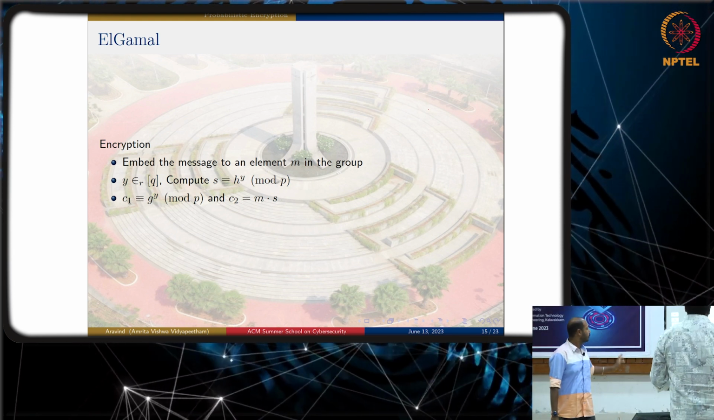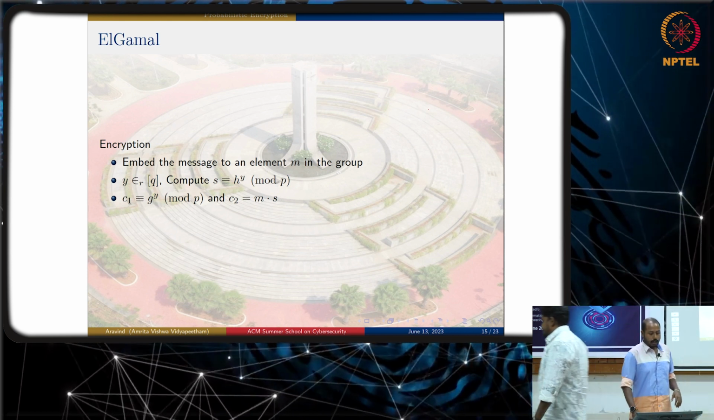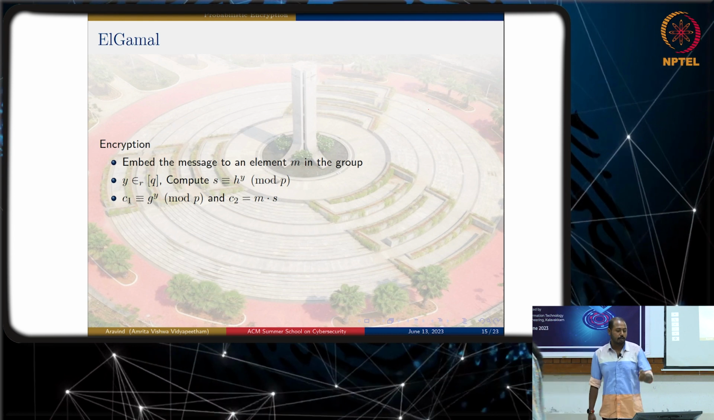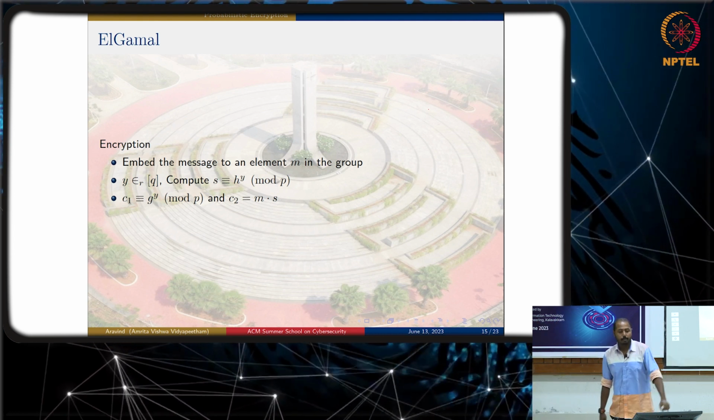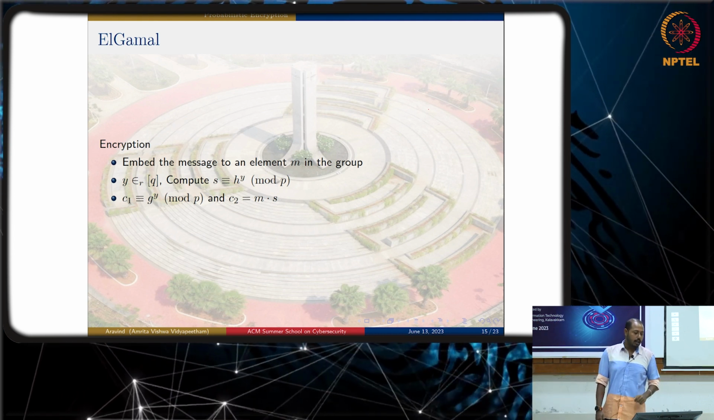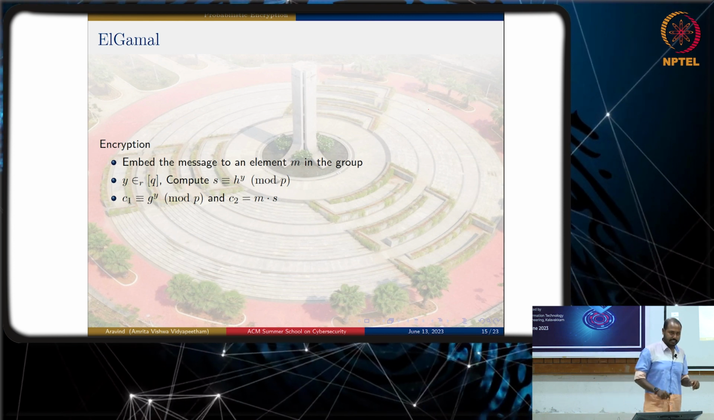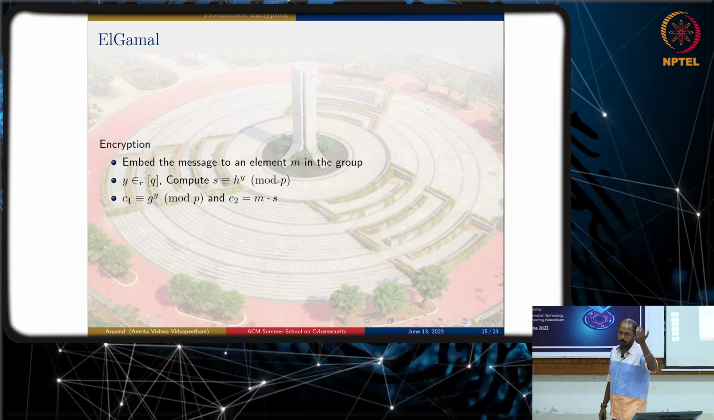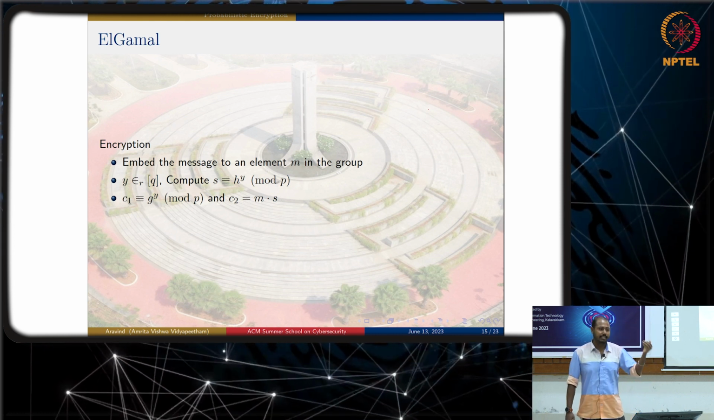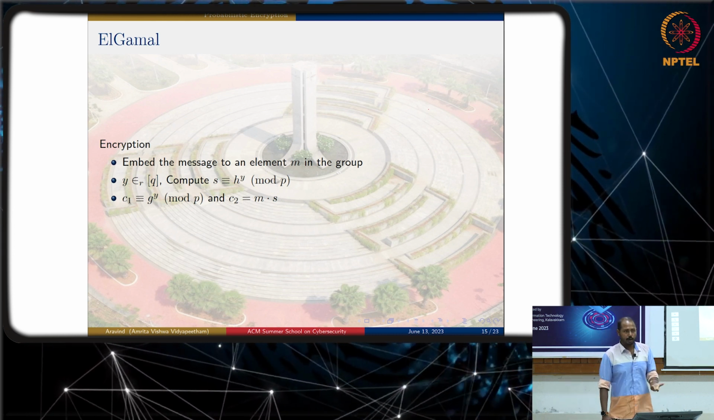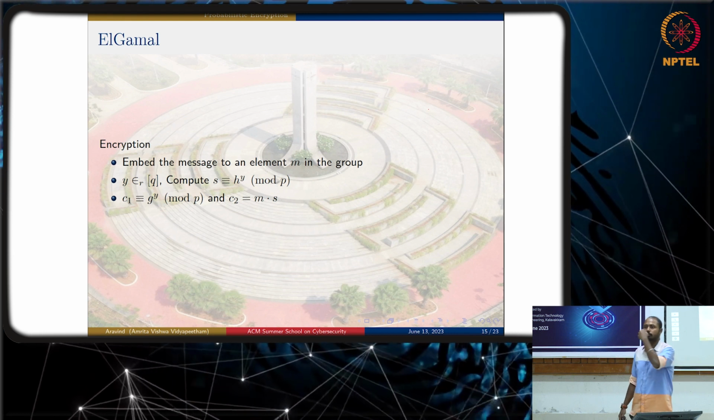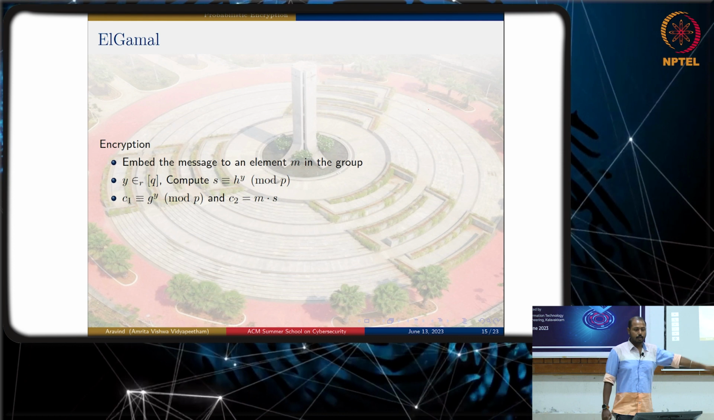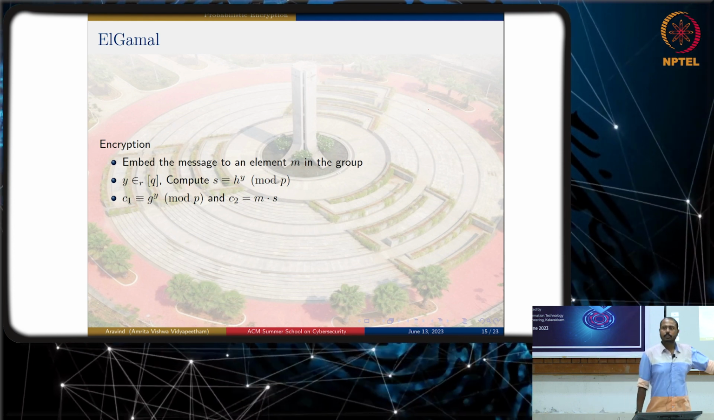So I'll be choosing y randomly from 0, 1, 2, 3, etc. up to q minus 1. I'll be computing S equal to h power y. And I will have two parts of the ciphertext here, similar to the RSA OAEP where we had S and T. Here we have C1 and C2, where C1 is g power y, the random number chosen by the encryptor, as well as the generator chosen by the key holder. C2 will be M times S.